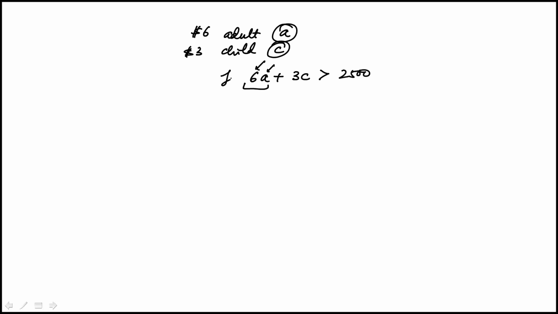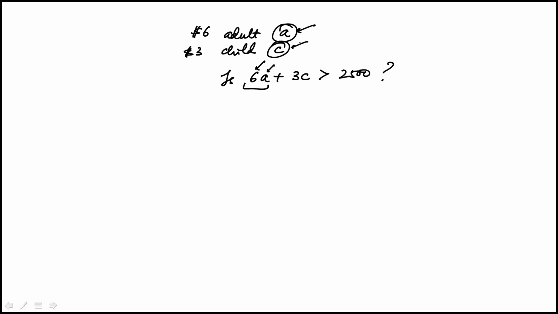So we're told that the circus charged $6 for each adult ticket and $3 for children. The question is the revenue. Let's say A adult tickets were sold, and C children's tickets, then the revenue would be 6A plus 3C, because it's the price of each ticket times the number of those tickets sold. That's the question.